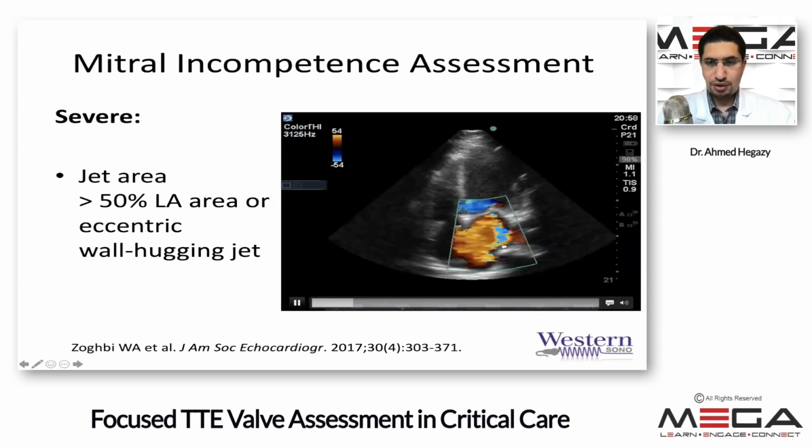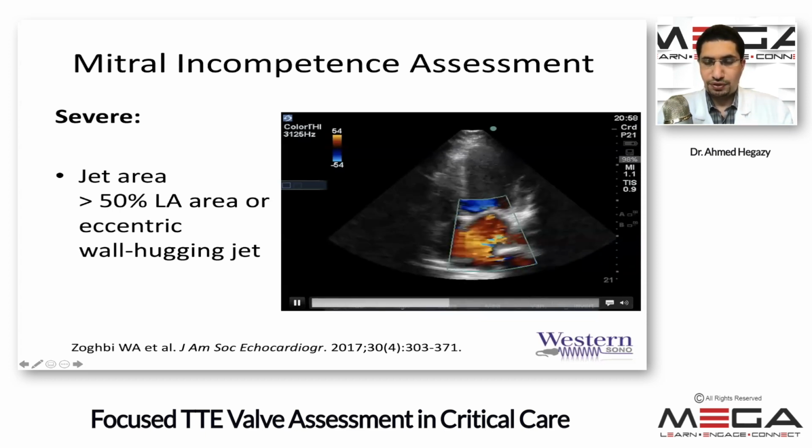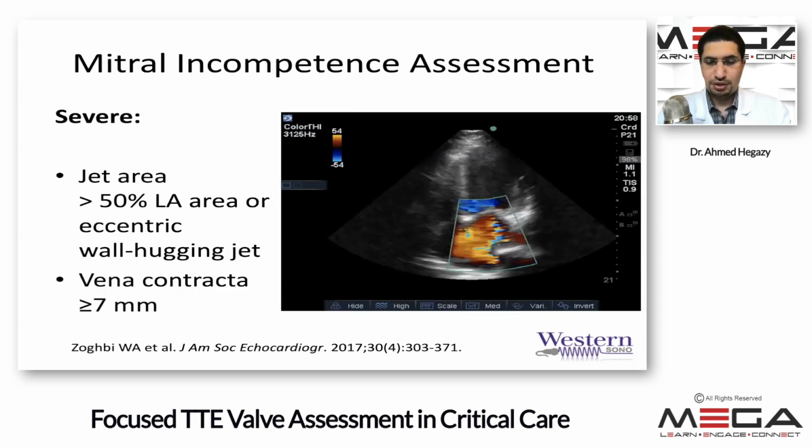Wall-hugging jets are always by default more severe than you think they are, and they're always related to some degree of valve pathology. A lot of times an eccentric jet is related to ipsilateral leaflet restriction or contralateral leaflet hypermobility. So a lot of times eccentric wall-hugging jets are related to intrinsic valve pathology. And they are by default considered severe because if they're wall-hugging, you're probably not cutting them in their entirety, but they're probably spanning the entire wall. And so by default, they will be considered severe.